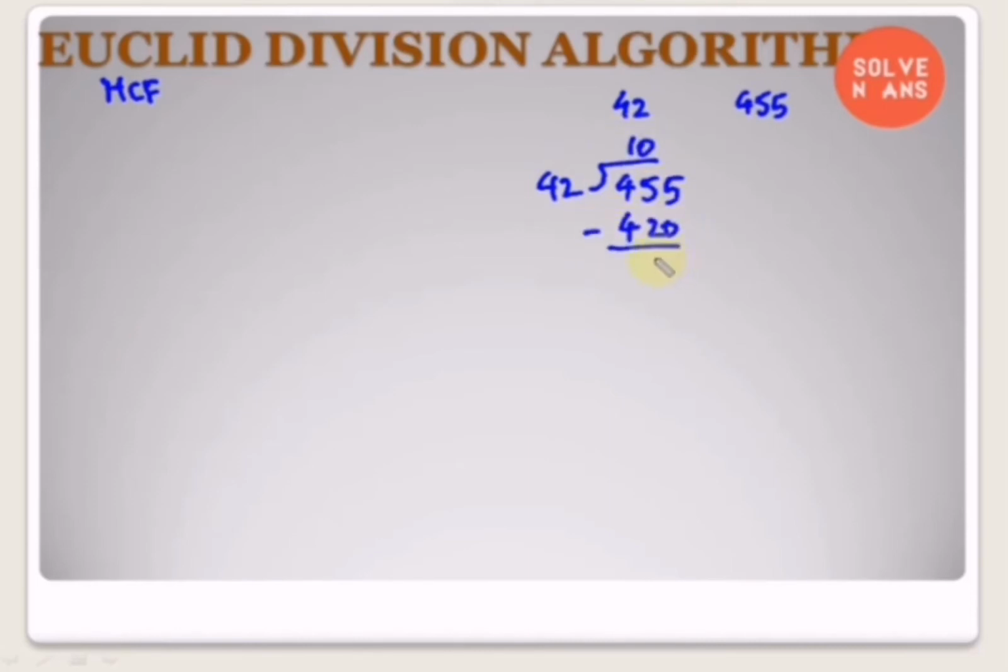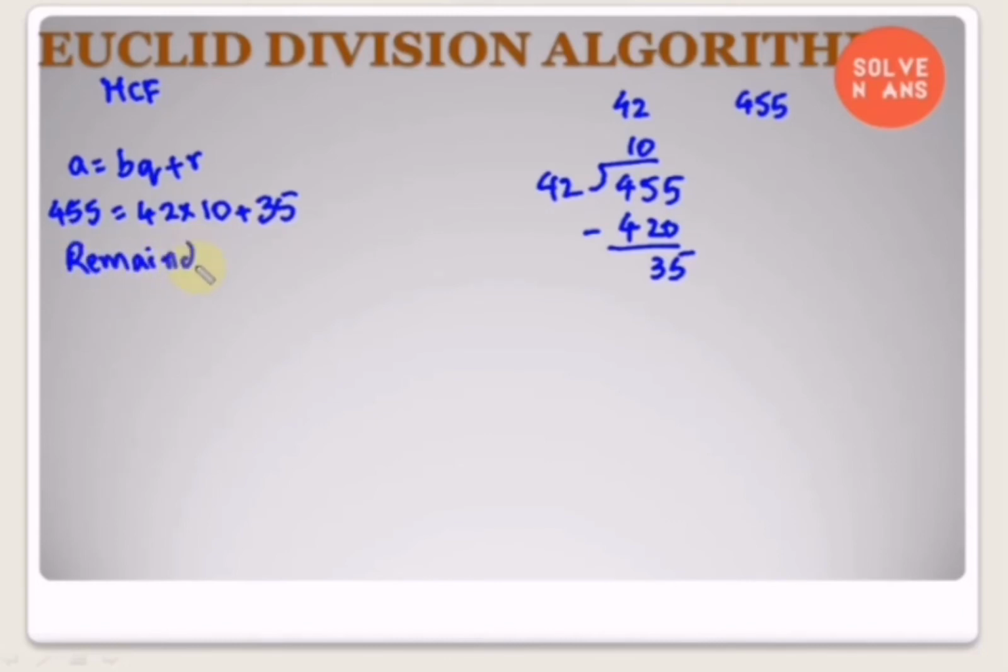Now you got a remainder 35. This division should be continued until you get the remainder 0. Now I did not get a remainder 0. I will write this division in the form of Euclid's division lemma. What was that? a is equal to bq plus r. So here a is 455 and that is 42 into 10 plus 35, and here the remainder is not equal to 0.